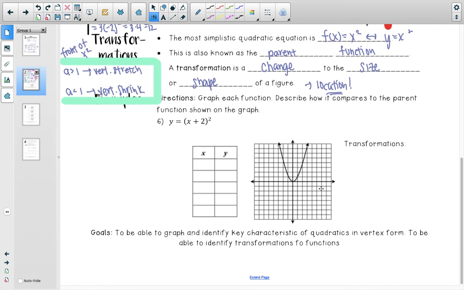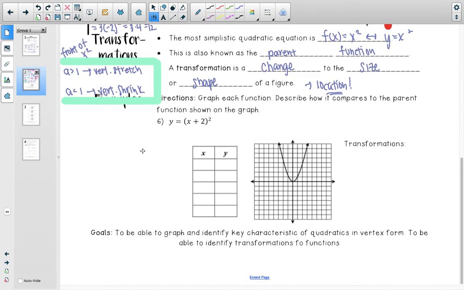introduction to it. Okay, so if you notice on this one, it says graph each function, describe how it compares to this parent function. So we've already been doing this, but this is more practice. Okay, we're not actually going to do this table. Actually, we'll do 3 points of the table for some of them, but not all of them, just to get you used to it. So what you need to do first, these are your steps.